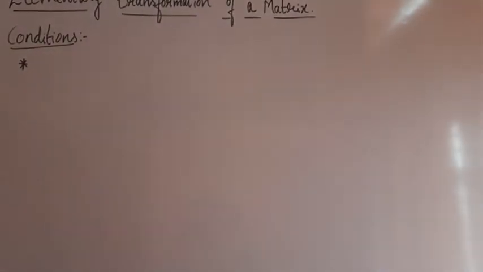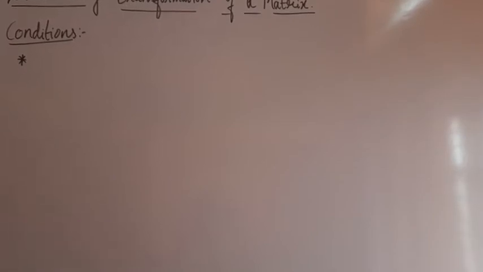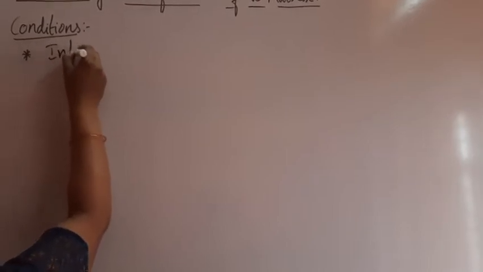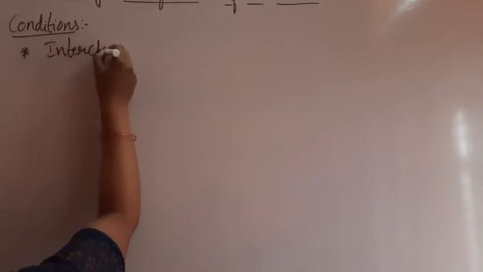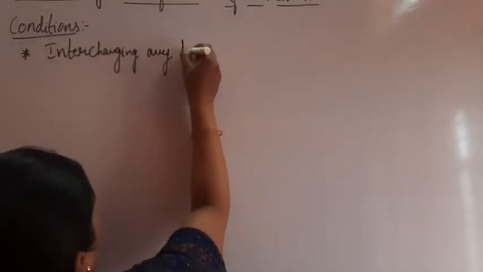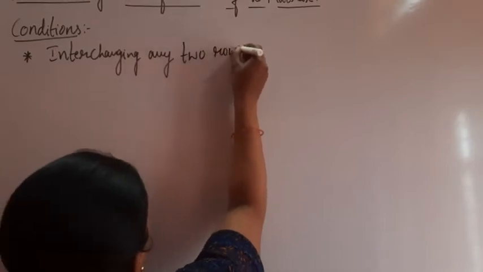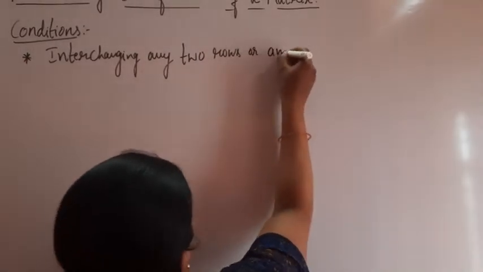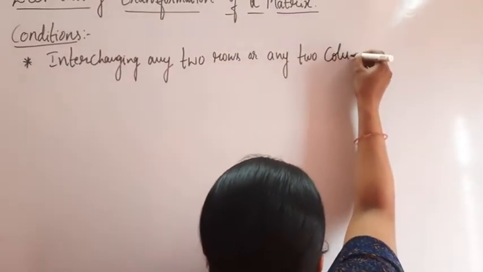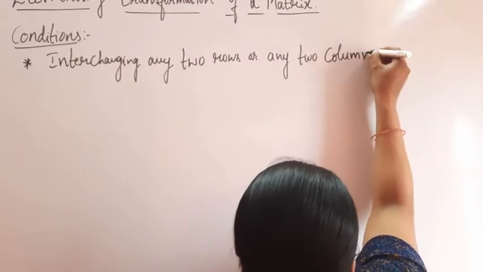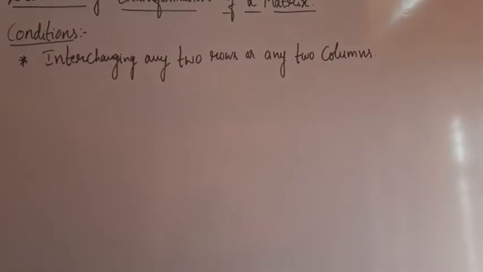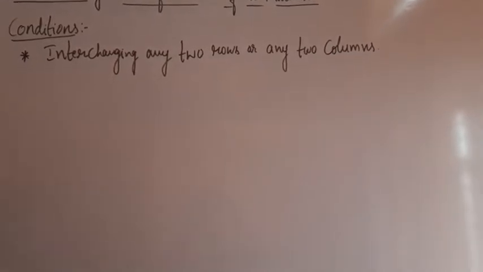We can interchange any 2 rows or any 2 columns. Okay. So here, interchanging any 2 rows or any 2 columns. To find the inverse, we can apply this one of the conditions, that is interchanging any 2 rows or any 2 columns. Okay.